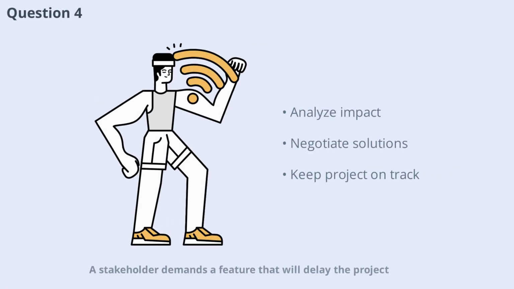A stakeholder demands a feature that will delay the project. What is the best course of action? A. Refuse the request. B. Accept without discussion. C. Analyze the impact and negotiate. D. Ignore the stakeholder. Explanation. The correct answer is C. Analyzing the impact and negotiating ensures that all interests are considered and the project stays on track.